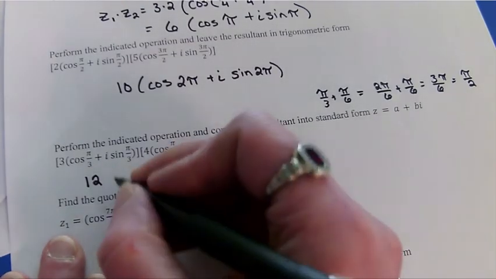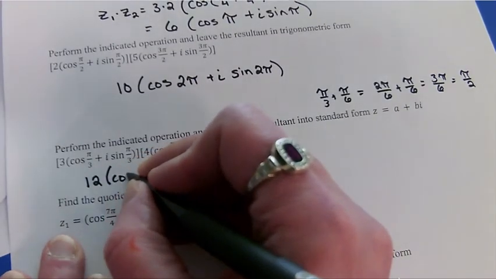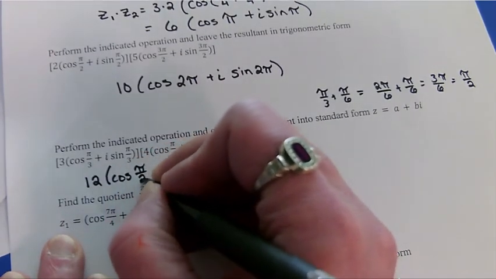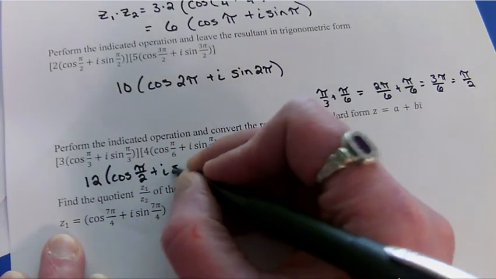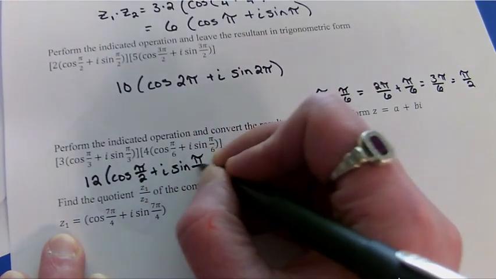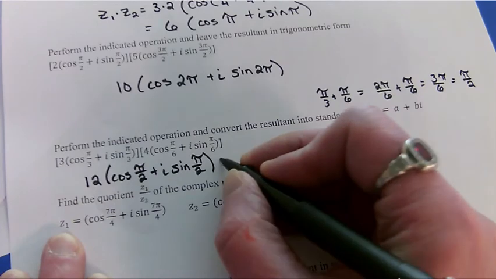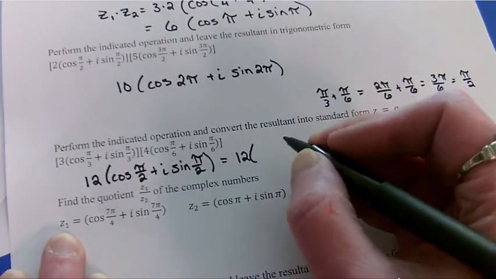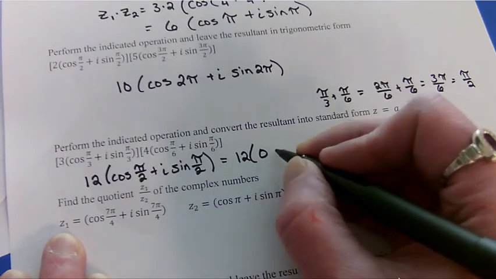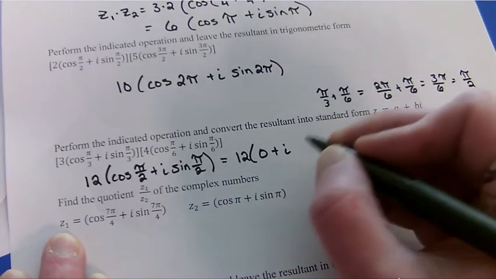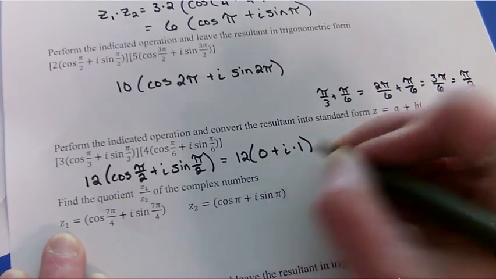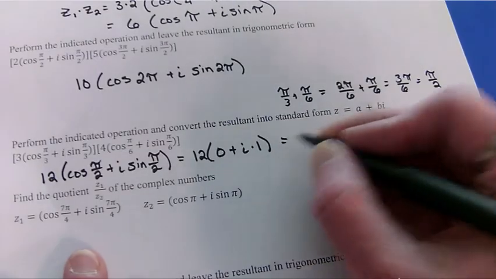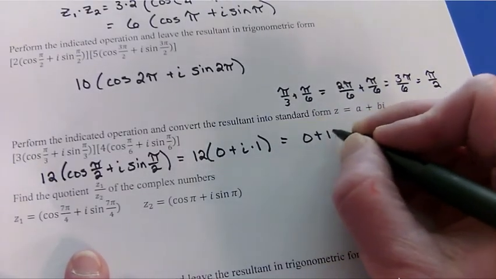Okay, so cosine pi over 2 plus i sine of pi over 2. And I've got my unit circle right in front of me. Cosine of pi over 2 is 0. And sine of pi over 2 is 1. So I end up with 0 plus 12i.